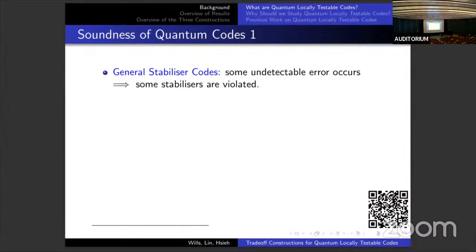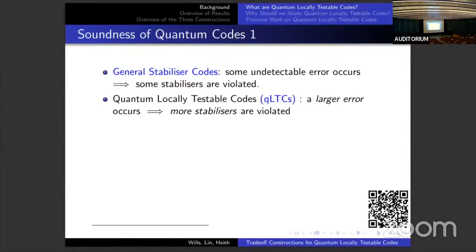So to start with soundness. Soundness is to do with how many stabilizers you see being violated by an error. For a general stabilizer code, if there's a detectable error, then you'll see some number of stabilizers being violated. But in general, you don't have anything more than that promised to you. For a quantum locally testable code, the syndrome gives you a bit more information. So if a larger error happens, then there is a larger syndrome. So there are more stabilizers being violated.